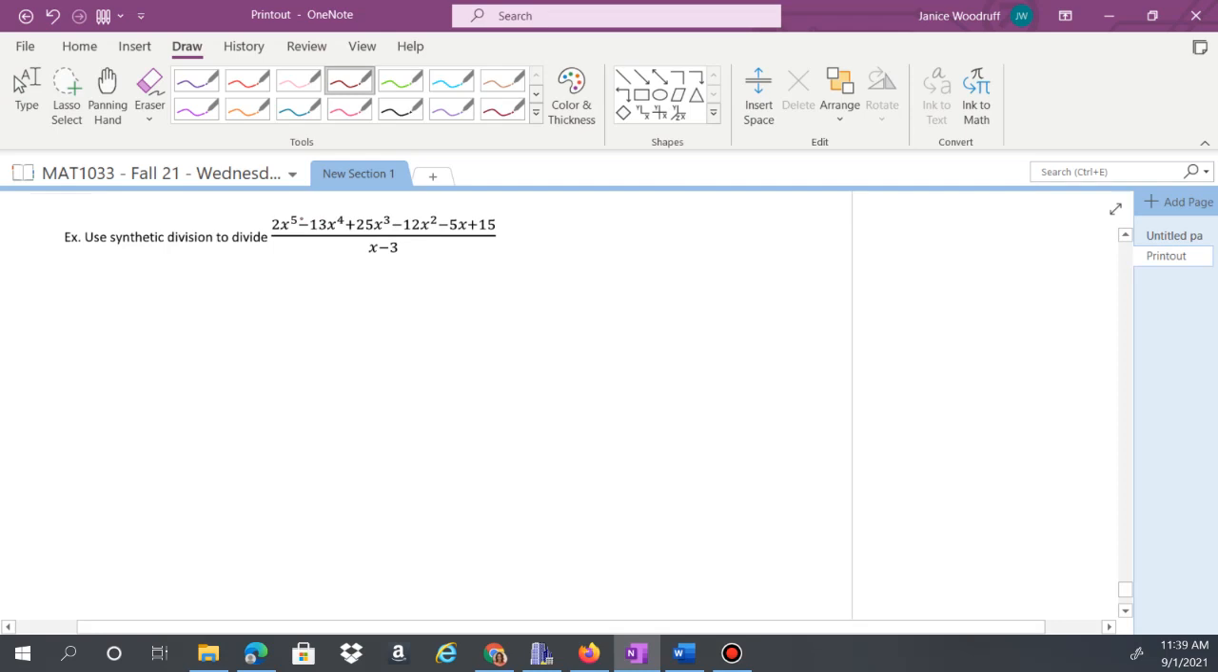So I'm first going to look at the numerator, and I'm going to make sure it's in descending power. So I have x to the 5, 4, 3, 2, 1, 0. So I'm not missing anything there. Okay, so I'm going to put my division pants up here, opposite side, so it's going to be a 3, and then line up these coefficients. So I have a 2, negative 13, 25, negative 12, negative 5, 15.